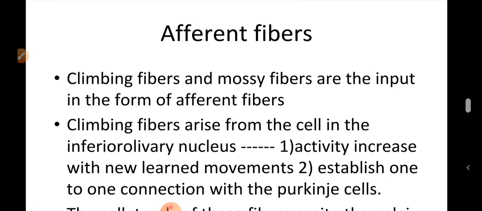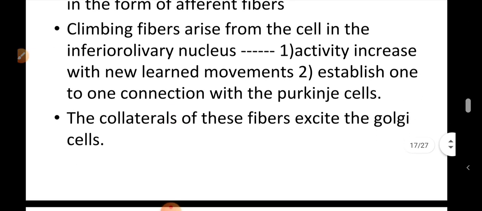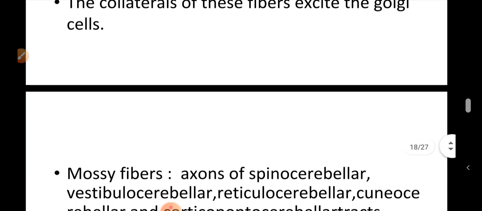Climbing fibers establish a one-to-one connection with the Purkinje cell dendrites and excite them to discharge. Collaterals of climbing fibers synapse with all other types of neurons in the cerebellar cortex and also the deep cerebellar nuclei. So whenever activity is increased with newly learned movements, the climbing fiber impulses are going to increase and they establish a one-to-one connection with Purkinje cells. Collaterals of these fibers excite the Golgi cells.